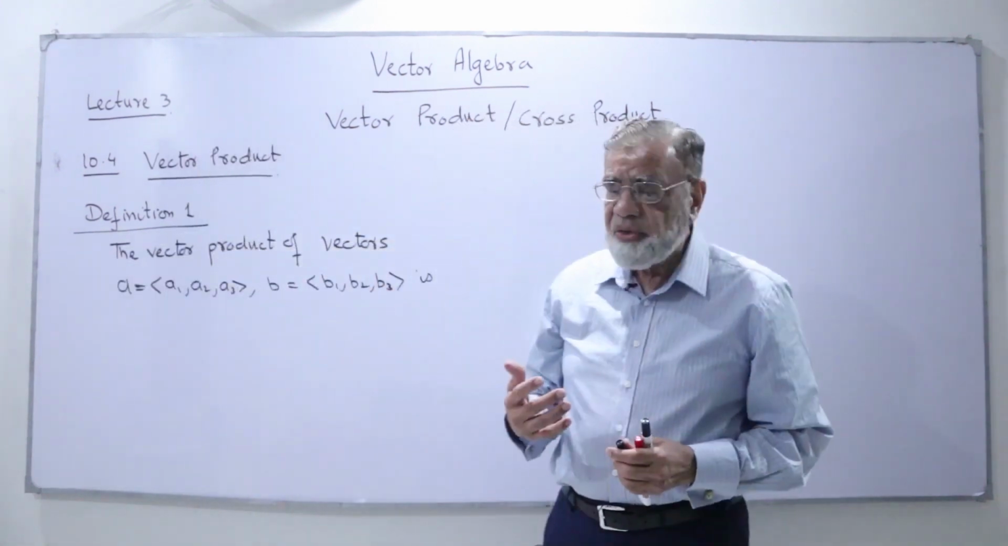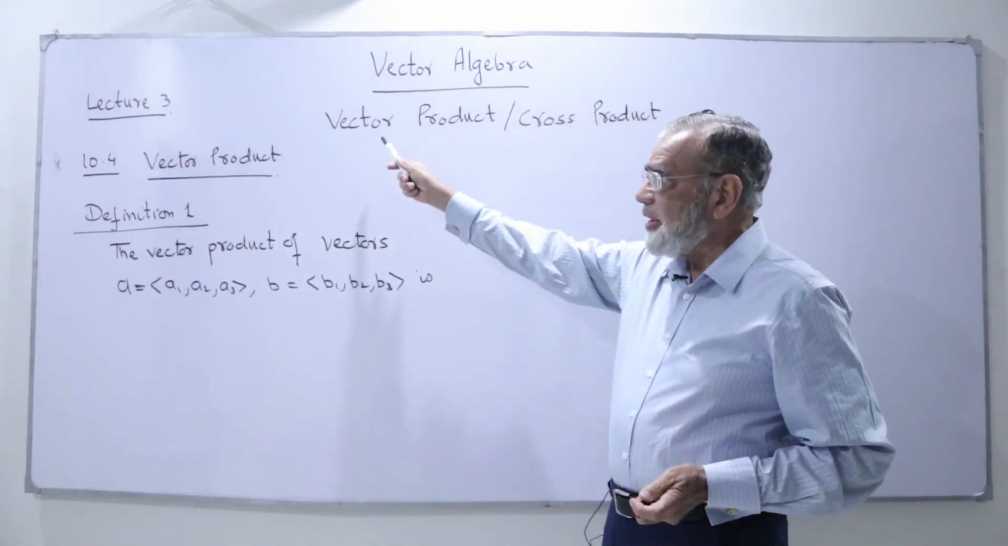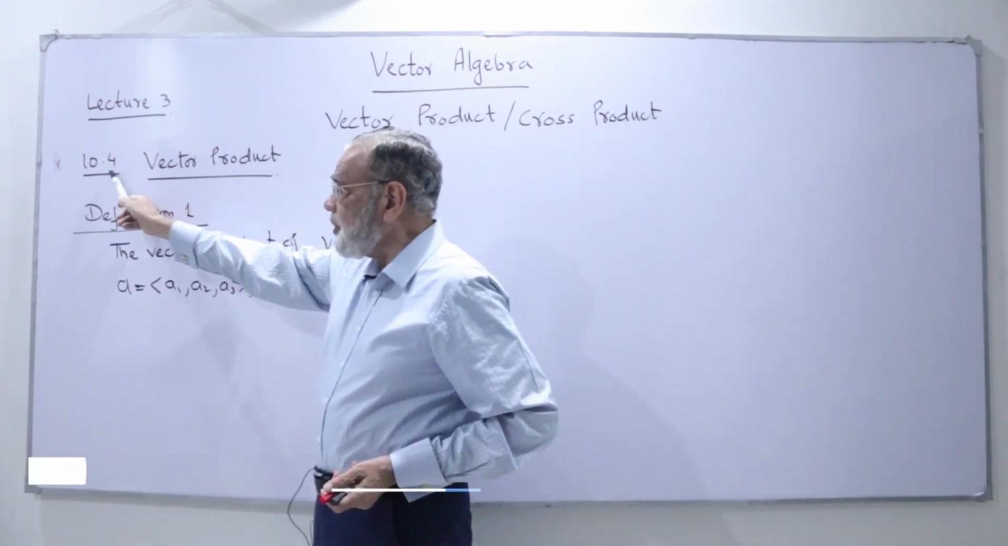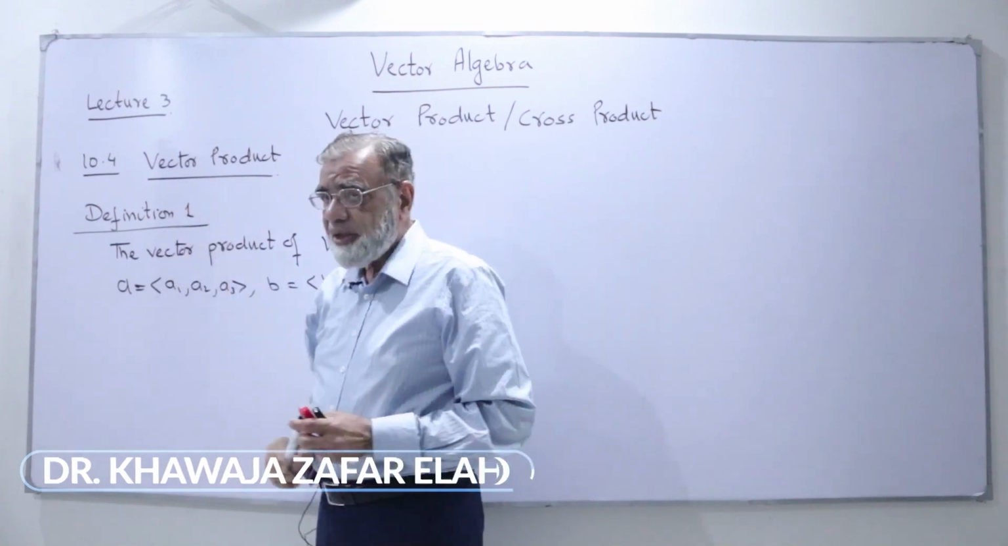Bismillahirrahmanirrahim. We are just going to discuss today the next section. We have the vector product or the cross product. I'm going to take the reference for my notes. It's section 10.4, Vector product, where we get the two definitions.